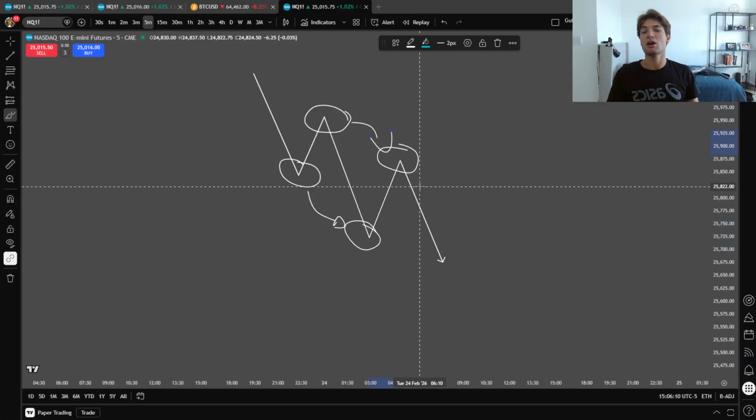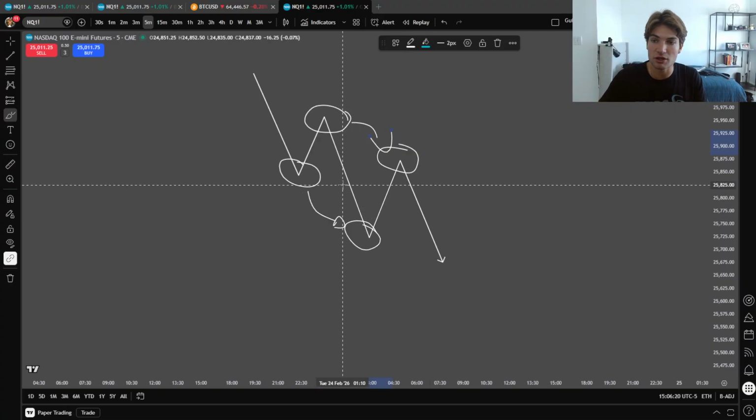This is connected to this. What is this telling us? This is telling us that price wants to trend lower. We want to trade lower. There are objectives lower. That's what we're doing. So those are the two things that you need to understand.